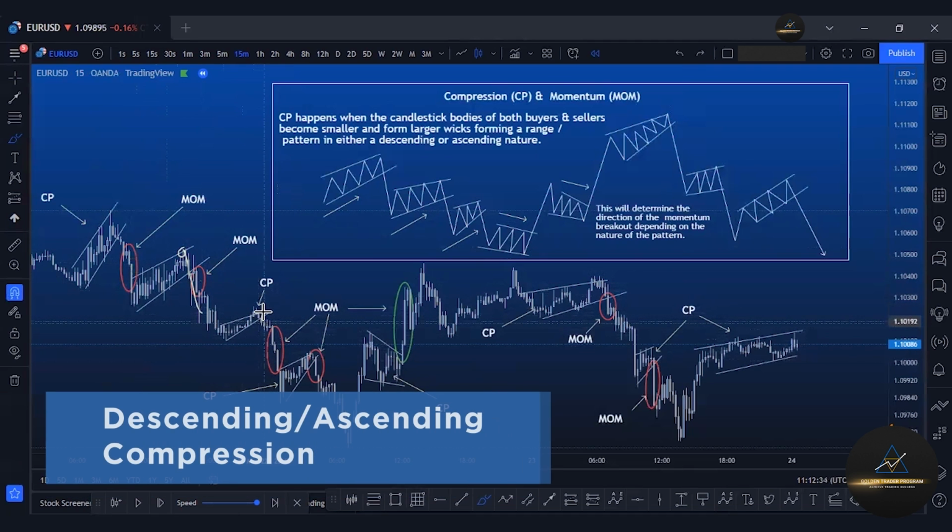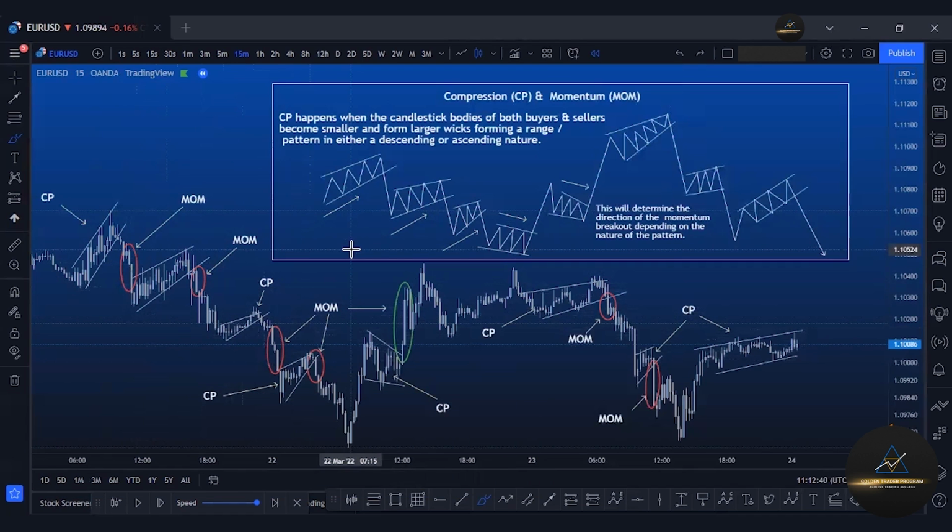So something to note is, once you see the nature of the pattern, whether it's a channel, a wedge, or a triangle, whatever it is, if it's an ascending pattern, price is rising, forming compression, the likelihood of it breaking to the downside is obviously high because of the pattern. So you've got ascending nature, breaks to the downside. Ascending nature, breaks to the downside.